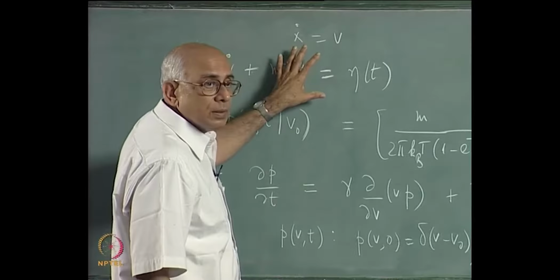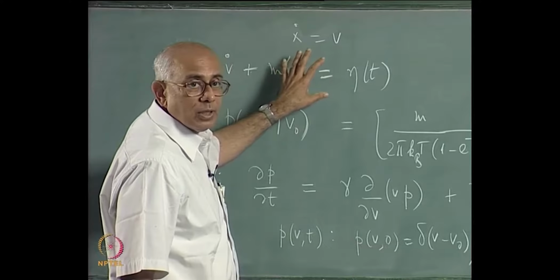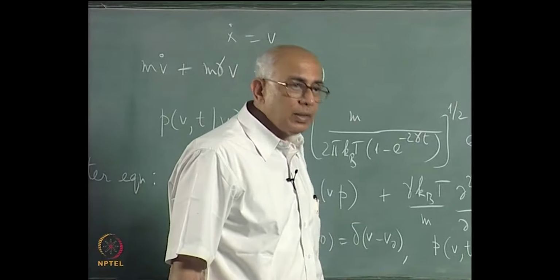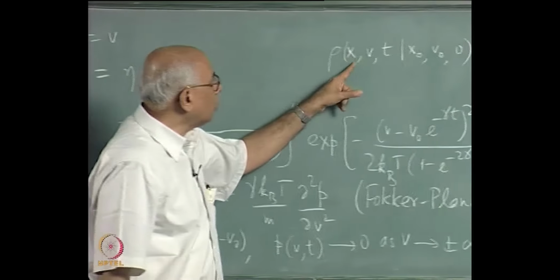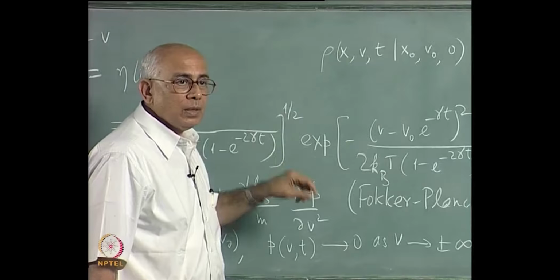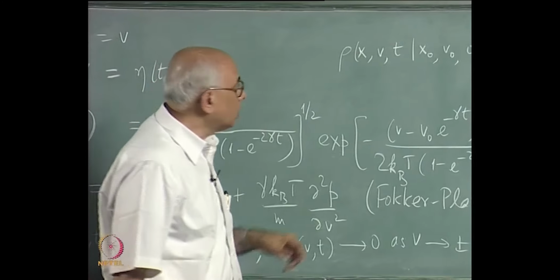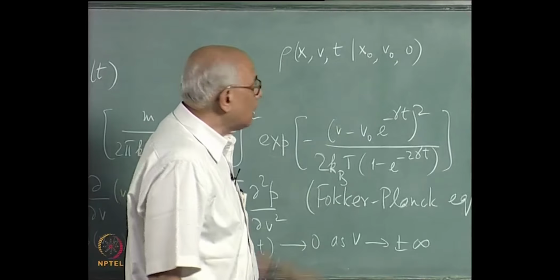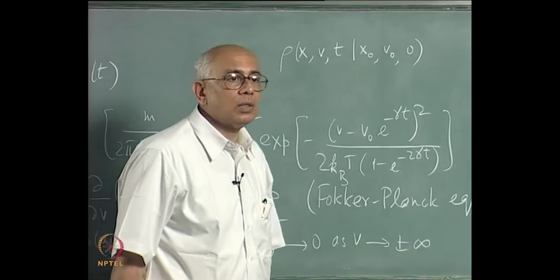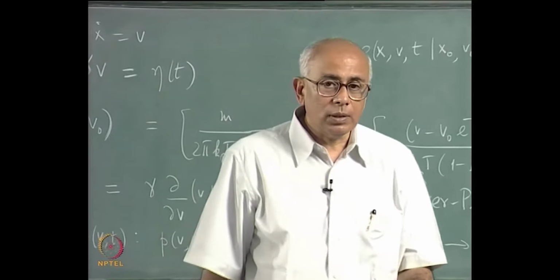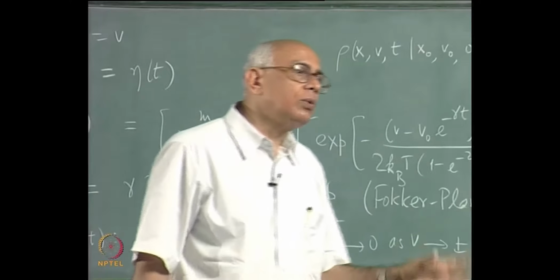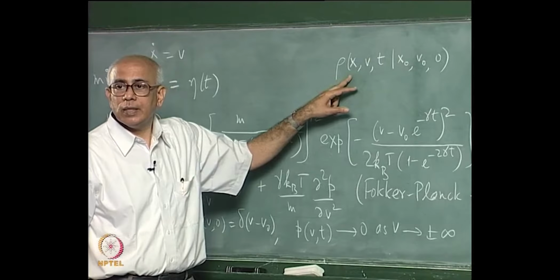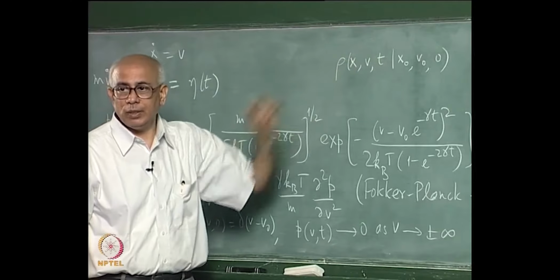Corresponding to this stochastic differential equation, I have a probability density in phase space which is given by rho of x, v, t. This is the probability density, or when multiplied by dx dv, this gives you the probability that if a particle starts at x naught with velocity v naught at time 0, it is found in the range v to v plus dv in velocity and x to x plus dx in position at time t.